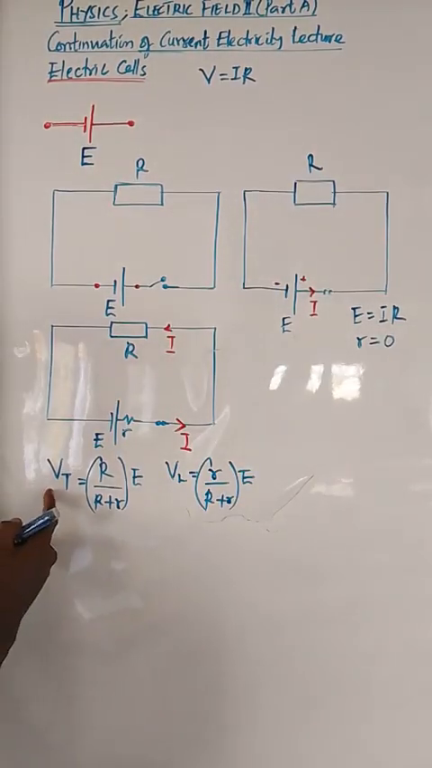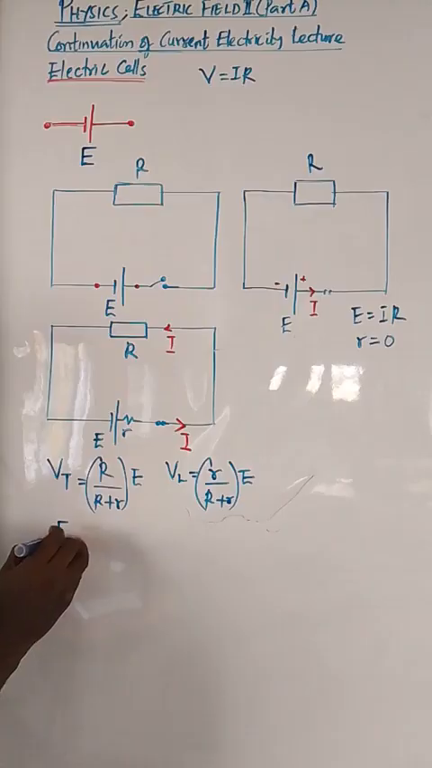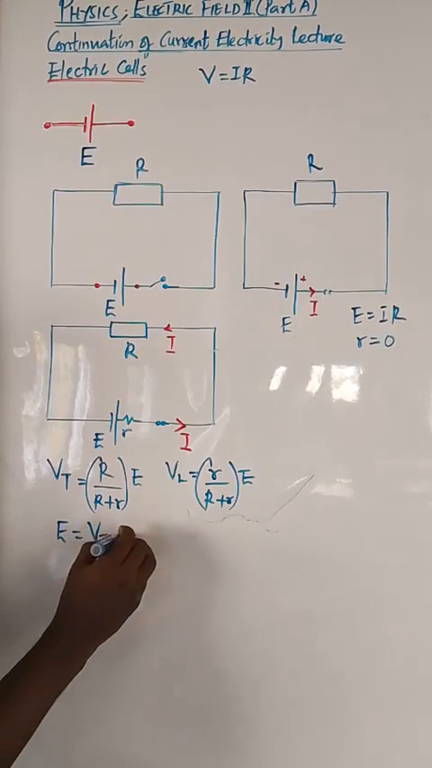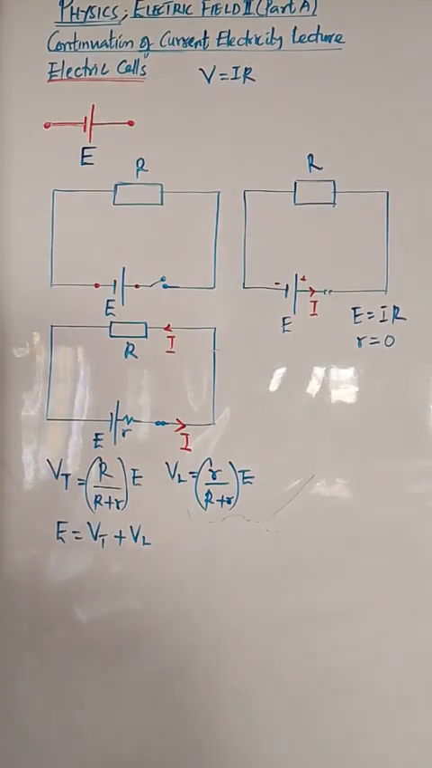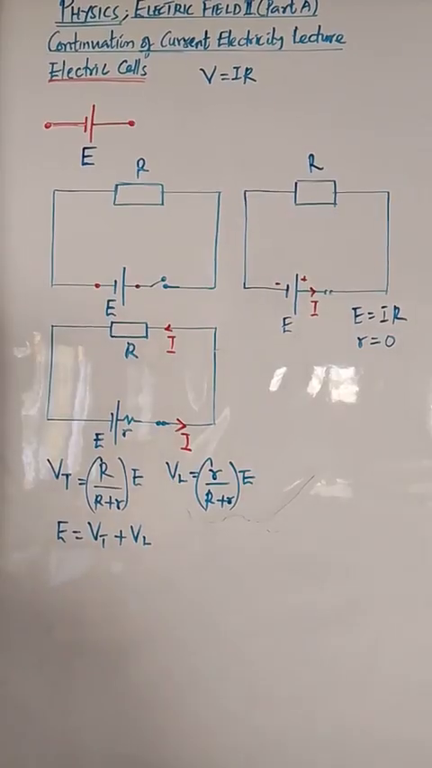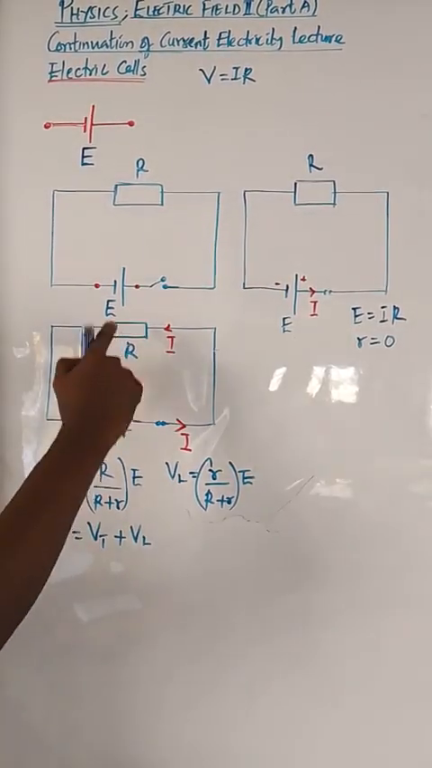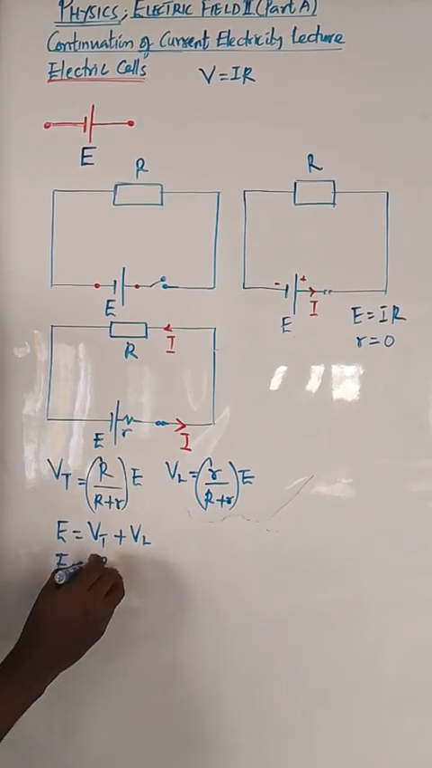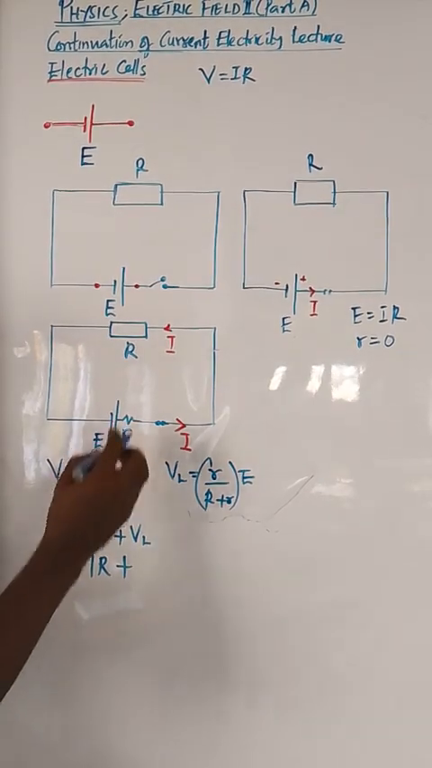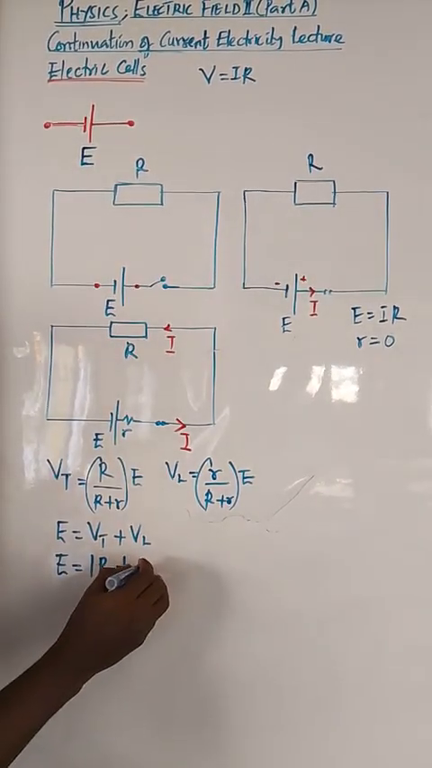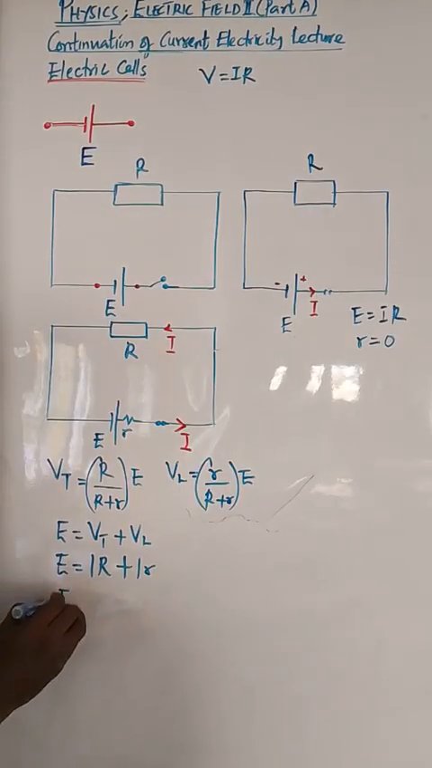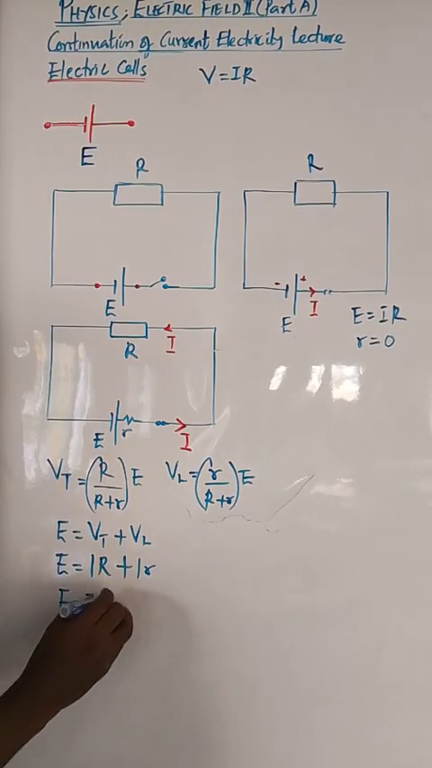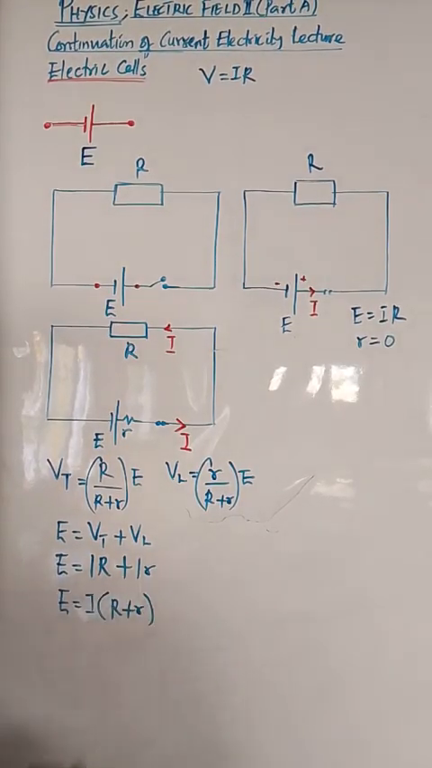So if we add this voltage and this voltage, we get the total EMF. Total EMF equals VT plus VL. And if we apply Ohm's law, for VT, the voltage across the resistor is going to be IR, that is I times R. For this small r, its own voltage will also be I times small r. So from here, it means E equals I times (R plus r).